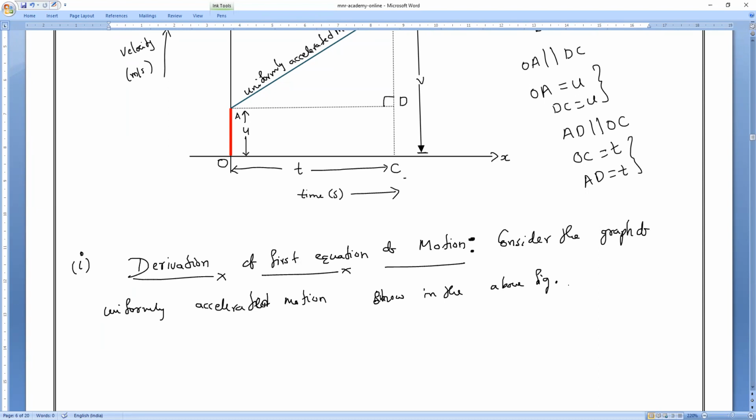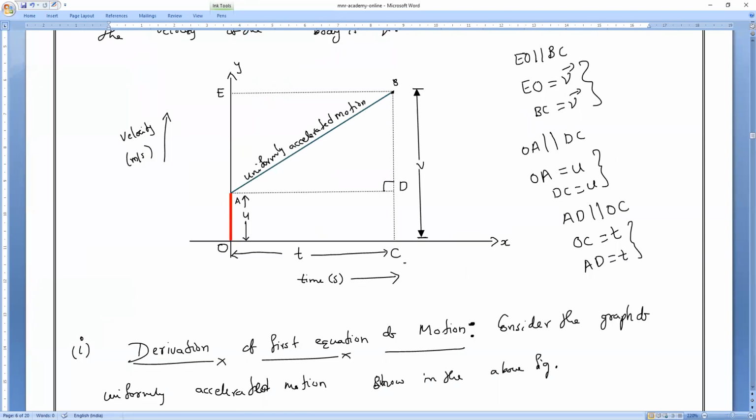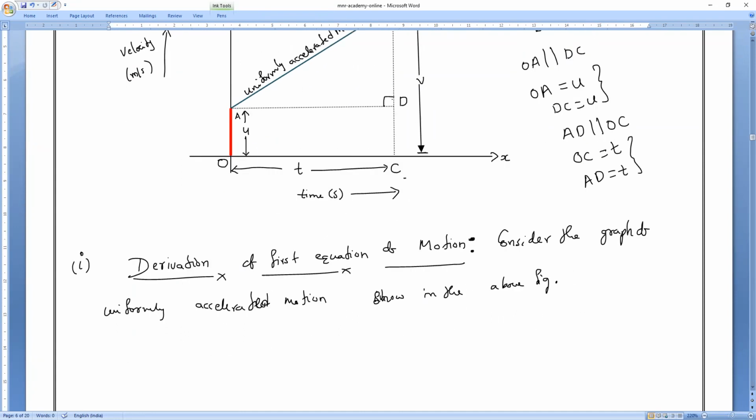Now, what is that figure? What is the name of that uniformly accelerated motion? Everybody, the graph is what line? AB is what line actually? Is it a straight line or a curved line? A straight line. The graph is a straight line AB. So for deriving the first equation of motion, we have to consider the uniformly accelerated motion in the given figure, that is a graph of straight line AB.